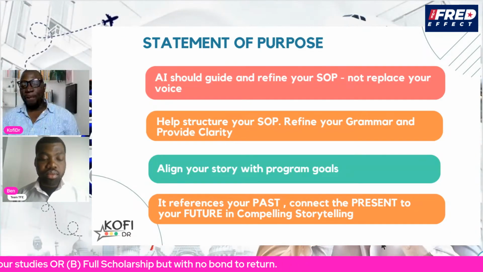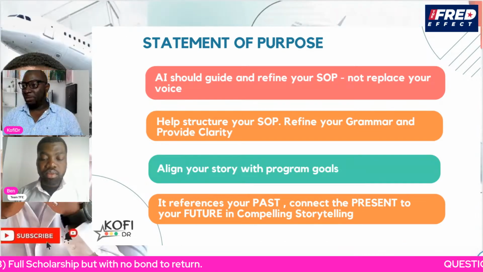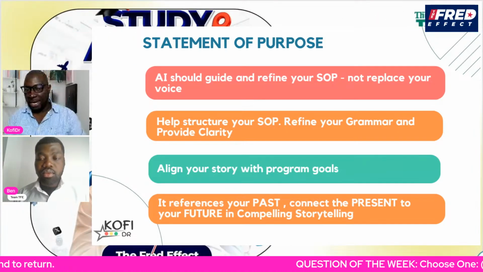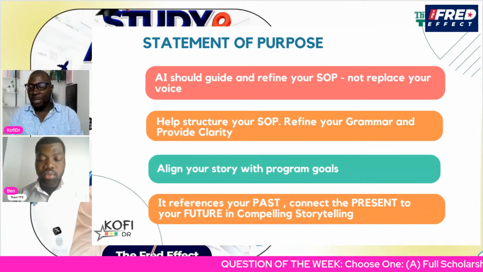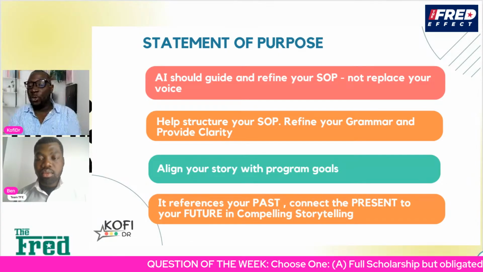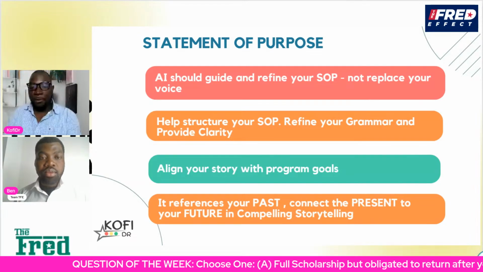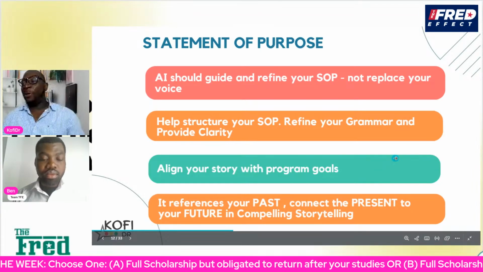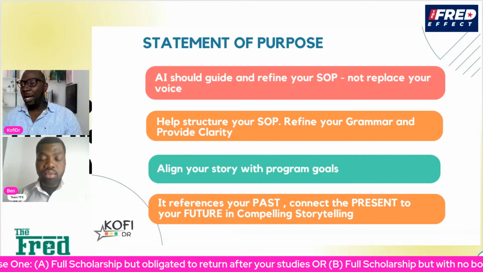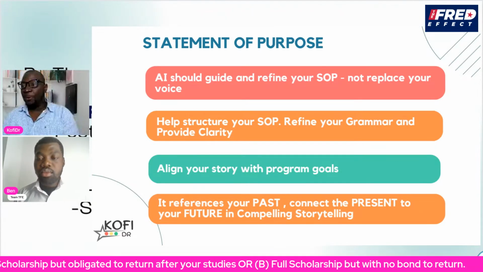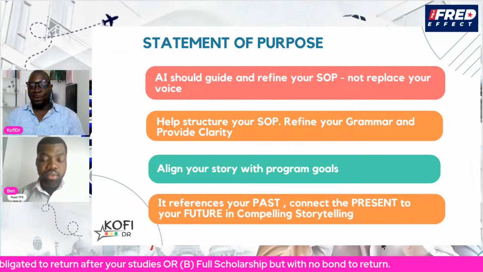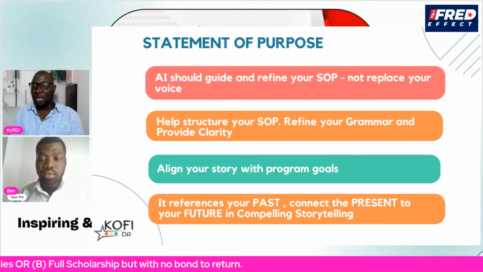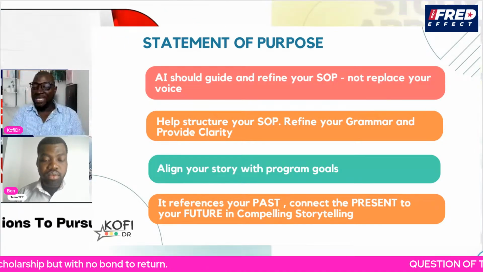AI can also help put structure to your SOP, because sometimes you have different ideas. There are different stories, and you don't even know how to put them together. AI can put all of that together into a good story for you. That will still be your story. It will help refine your grammar and provide clarity. Then it can also align your story with program goals. You have your story and you might be targeting a program. Sometimes it is difficult trying to strike a relation between your story and the program or the goals. So AI will be able to help do that, and create an alignment for you.